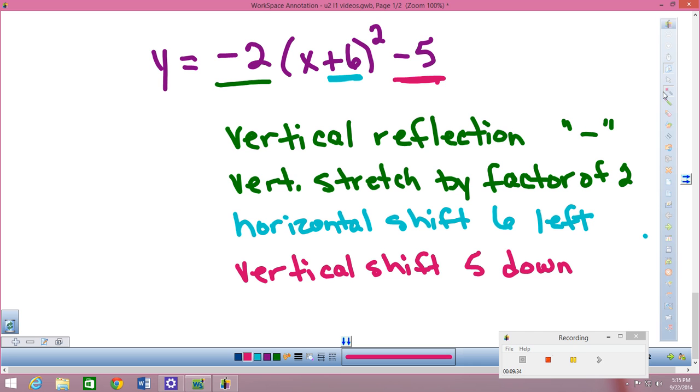Okay? Another rule of thumb for you real quick. Anything that is happening inside the parentheses is going to be horizontal. Anything that's happening outside the parentheses is going to be vertical. We'll talk about that some more. And that is transformations of parent functions.